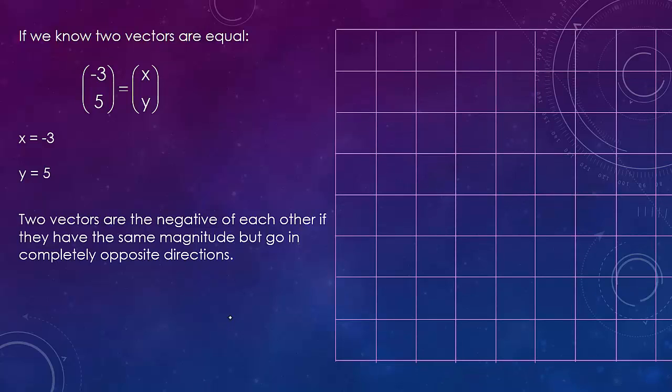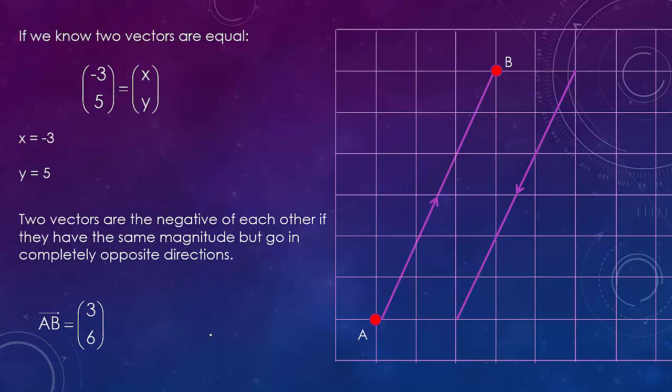So let's consider a couple on a grid here. So here's A and here's B. There's the vector between them. And here's a vector that we can see is parallel but completely opposite. So AB is (3, 6), 3 across and 6 up. BA would be (-3, -6). So to go from B to A, you'd go -3, 3 to the left, and then -6, which is 6 down.